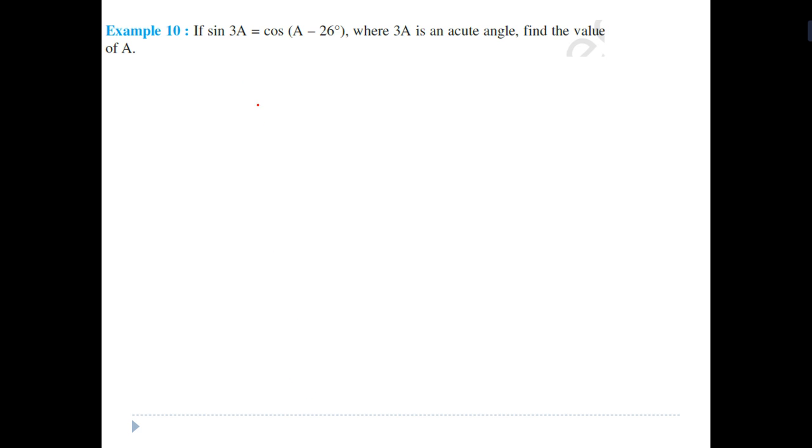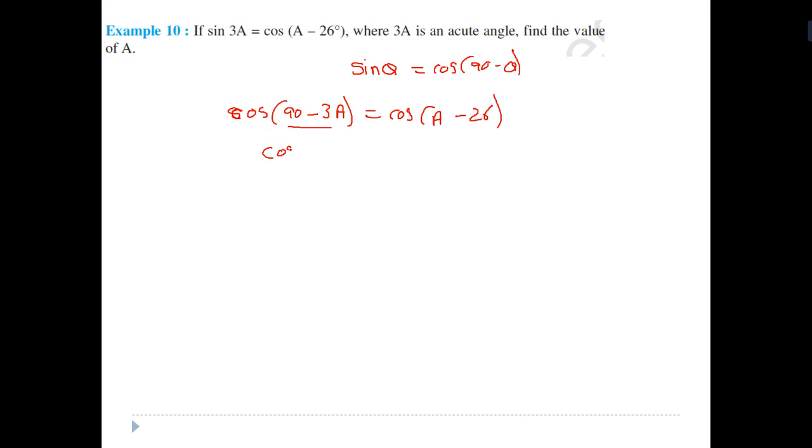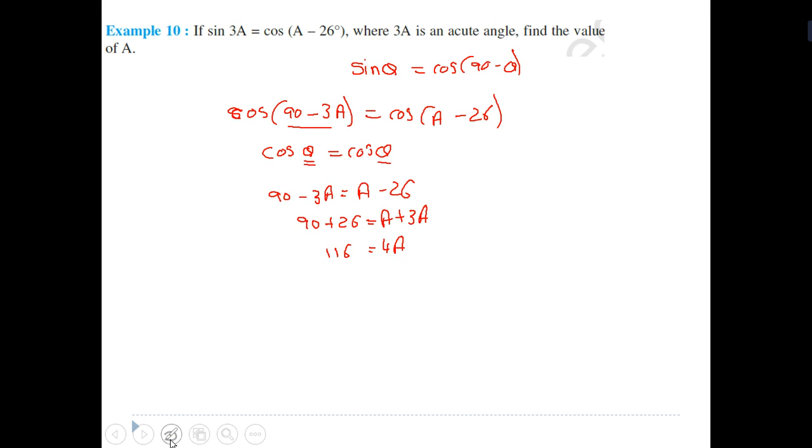Now next, that is example 10, same thing is here. First of all we have to write the identity. If sine and cos are there, I can write sin theta is equal to cos 90 minus theta. So I am applying this here. Instead of sin 3A, I can write cos 90 minus 3A, equal to cos A minus 26. Cos theta is equal to cos theta, so the angles are the same: 90 minus 3A is equal to A minus 26. So 90 plus 26 is equal to A plus 3A, that is 4A is equal to 116. So that way we can get the value of A.